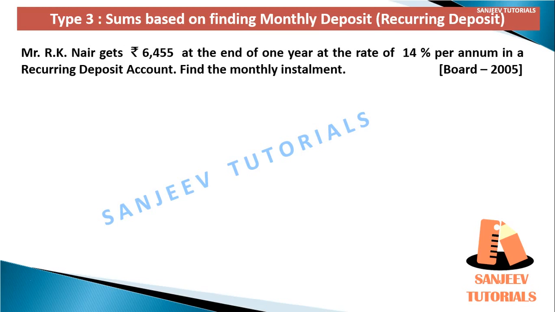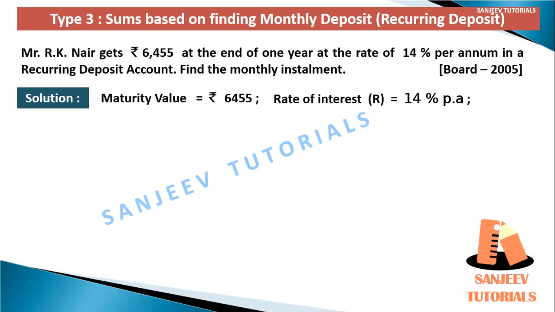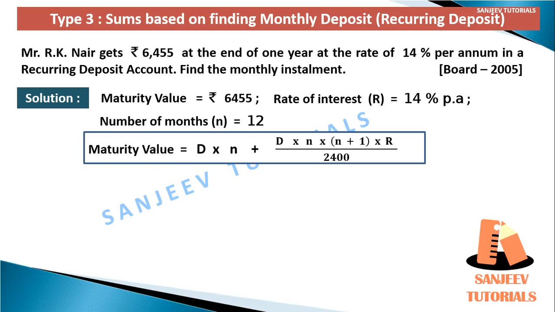Find the monthly installment. So first step, I will write down the data that is available. Maturity value is rupees 6,455. Rate of interest is 14% per annum. Number of months is equal to 12. Maturity value, this is our formula. On substituting respective values, I get this step.